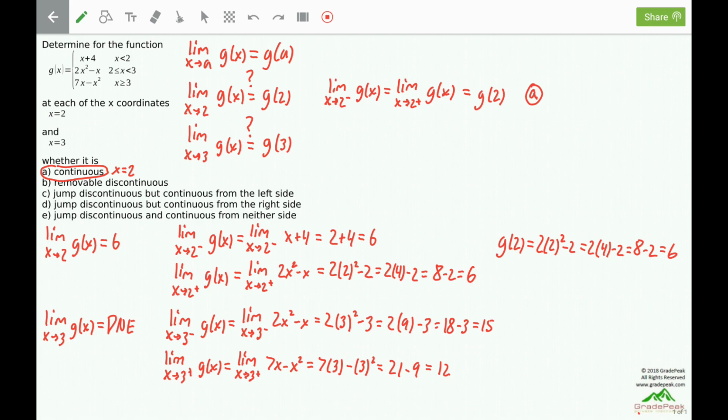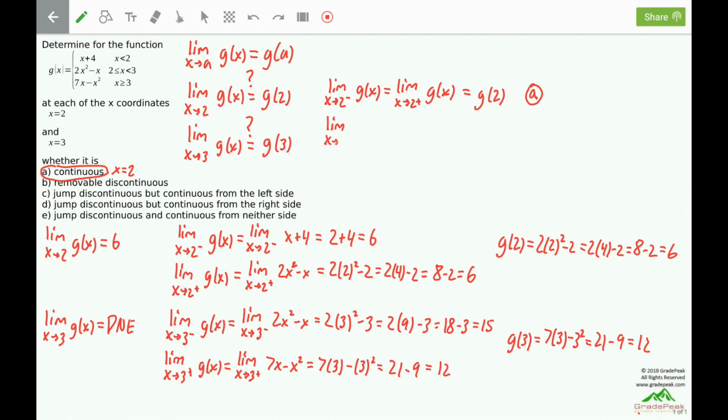Now we want to determine whether it's continuous from the left side, right side, or neither side, and that's going to be determined by g of 3. G of 3, if we look at the split expression function, that's where it's equal to 3, and that's there. So we will make use of that expression, plugging 3 in for it. So 7 times 3 minus 3 squared. 7 times 3 is 21, minus 3 squared is a 9. 21 minus 9 is a 12.